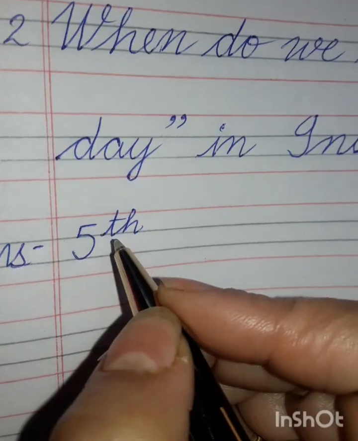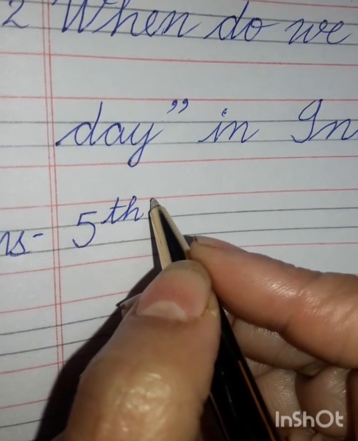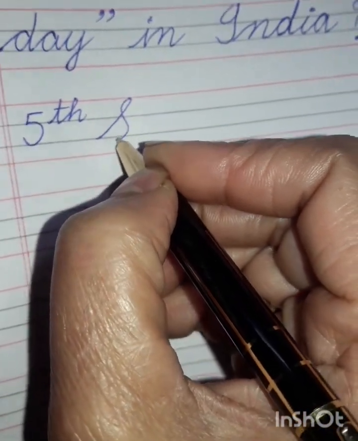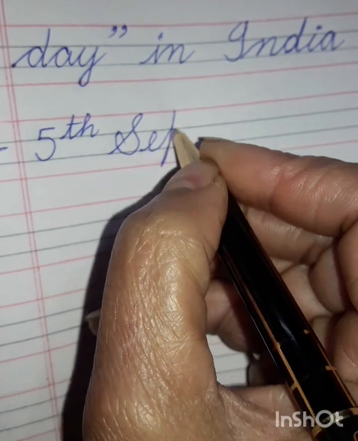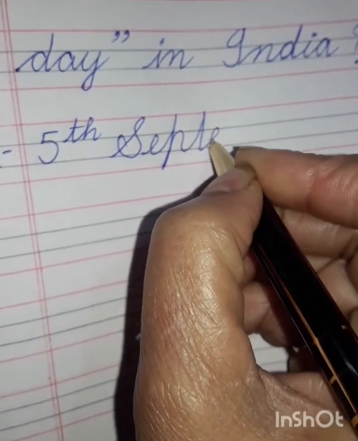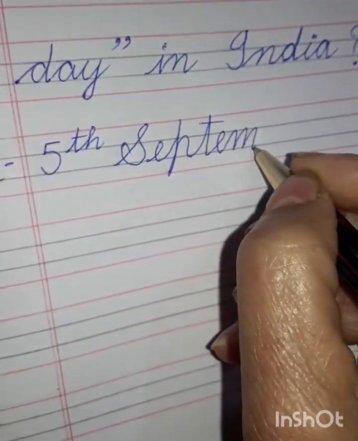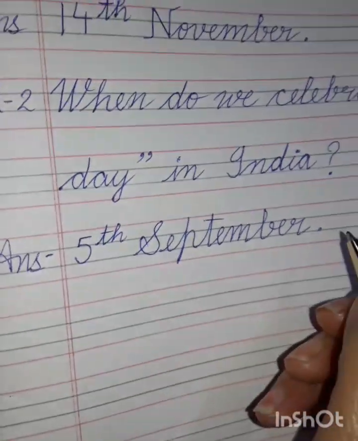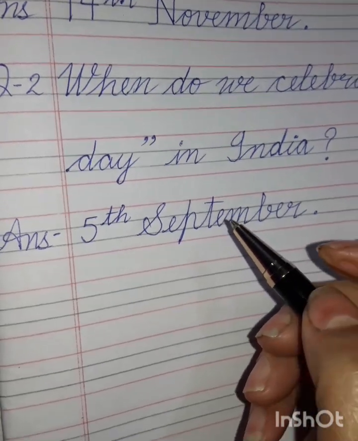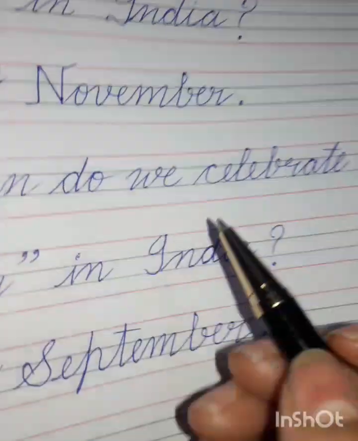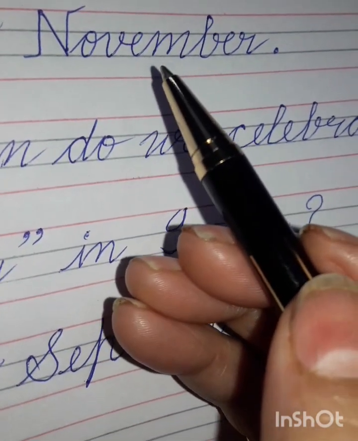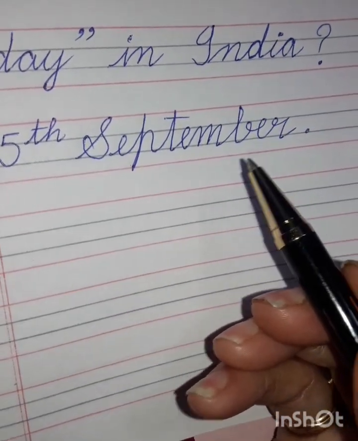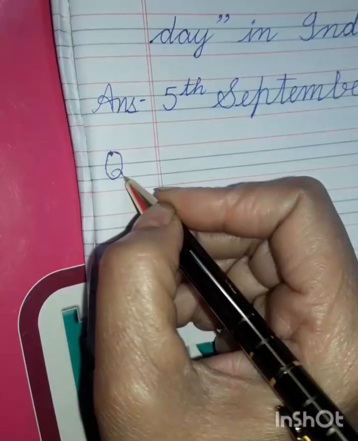You will write th. Children, you will write th in between these two lines, red and blue, first and second line. Okay. 5th September, capital S-E-P, Sep, T-E-M, Tem, B-E-R, Ber, September. Put a full stop. Children, you can break the spelling into syllables for learning them, like N-O-V, Nov, E-M, B-E-R, Ber, November; S-E-P, Sep, T-E-M, Tem, B-E-R, Ber, September. Okay?